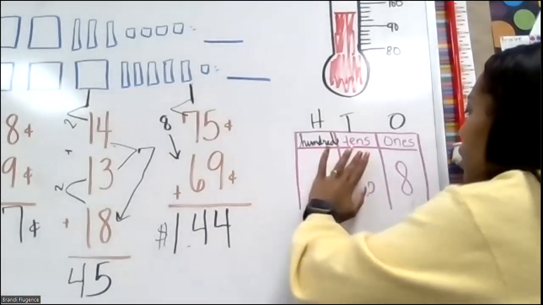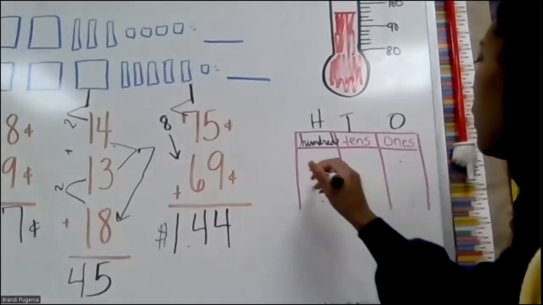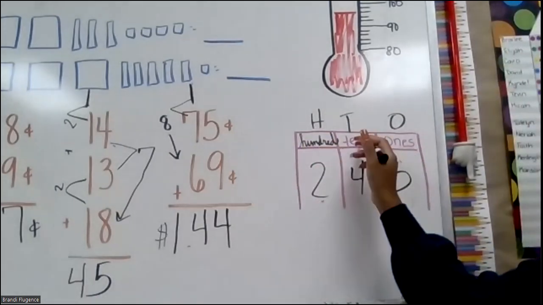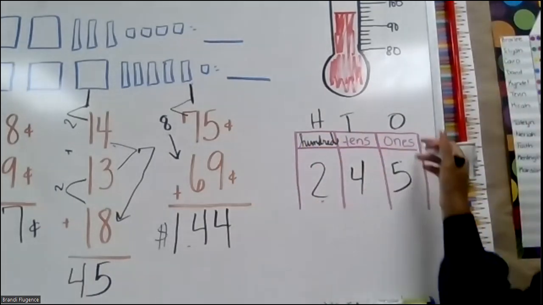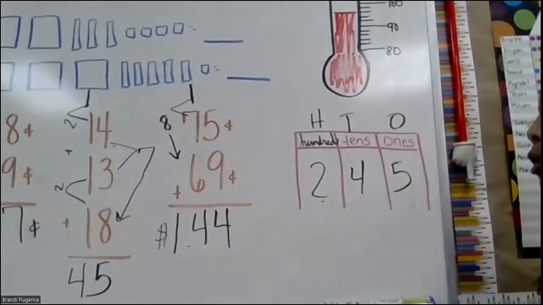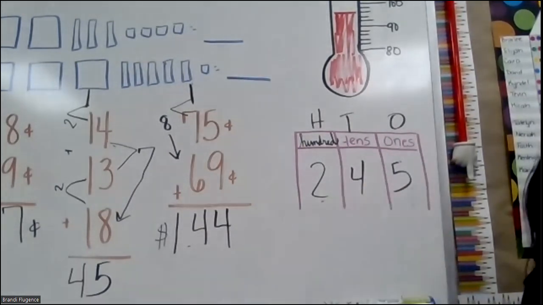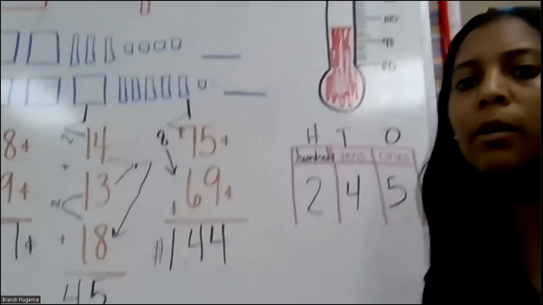Oh, I get it. Yeah. If I had 245, look at that. How many hundreds? 2 hundreds, 4 tens, 5 ones make 245. So whenever you have three numbers, this is your place value, hundreds, tens, ones, HTO. Okay, that's just something for us to remember because of the next part of our lesson.